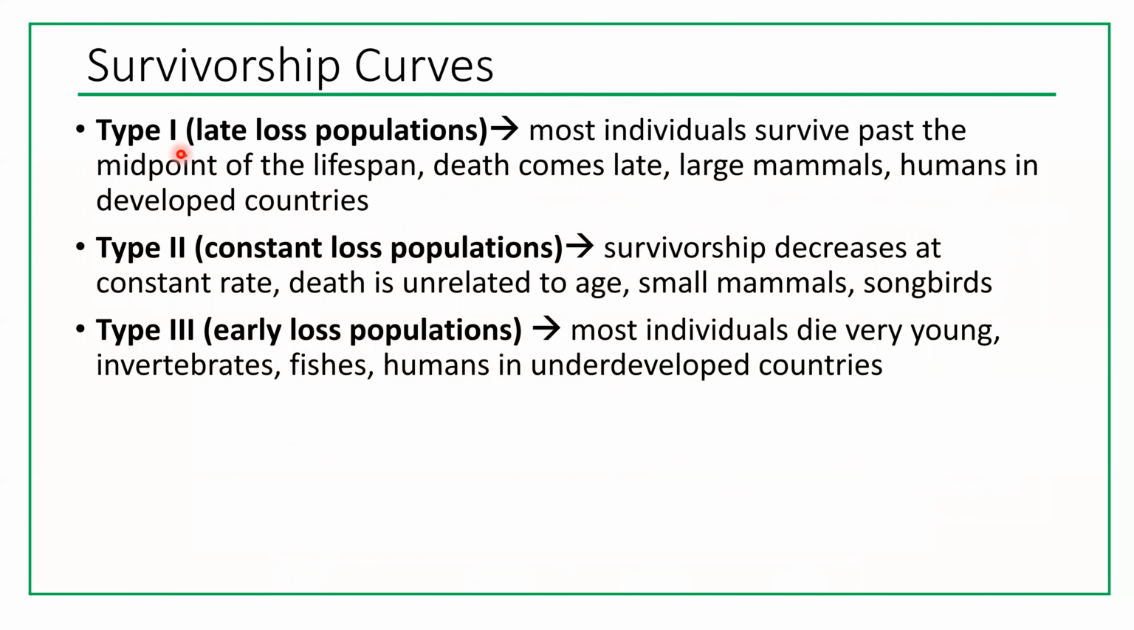So type 1, most individuals survive past the midpoint of the lifespan. Death comes late, and those are large mammals, humans in developed countries. Type 3 is opposite to type 1. Most individuals die very young, and those are small animals, invertebrates, fishes, and they put humans in undeveloped countries. I personally disagree with this, but that's how our book tells us. And type 2 is in between.